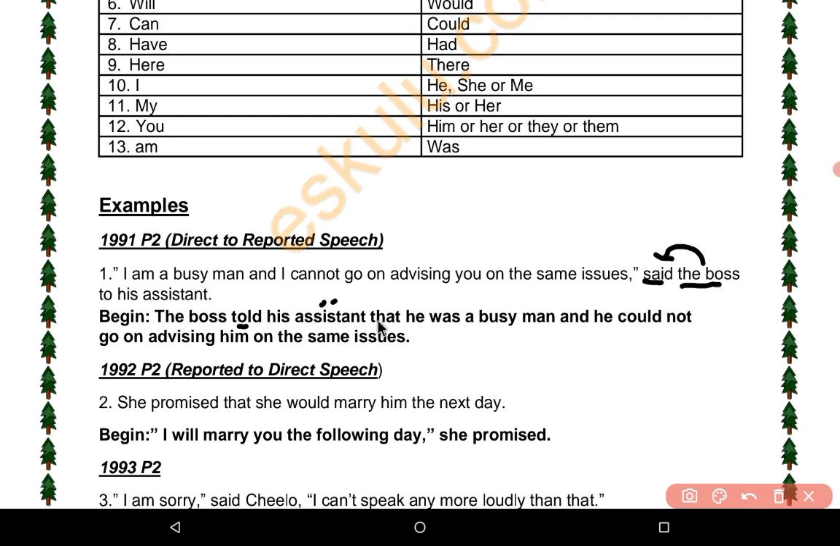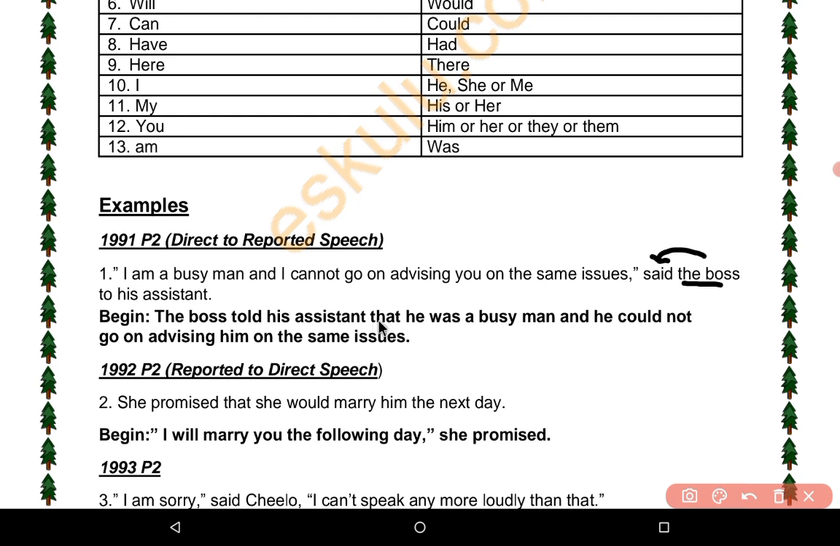So you can see the way I'm trying to explain. This is a direct speech. A reported speech, you start with this, then you go to this, but then change to what? To past tense. Said will become told. So the boss, and always start with a capital letter. Every sentence starts with a capital letter. So the boss, said will become told, his assistant, without putting a comma. So now the boss told his assistant.